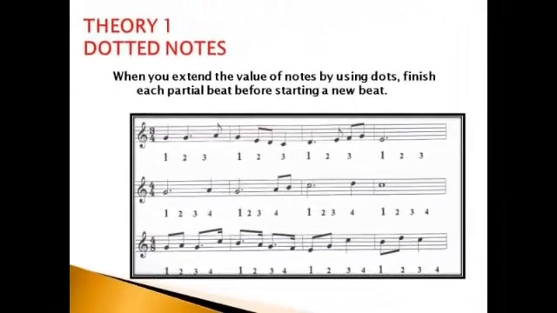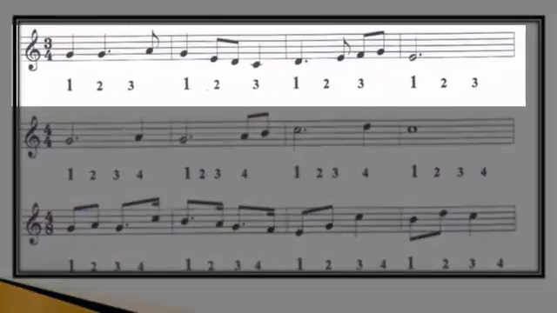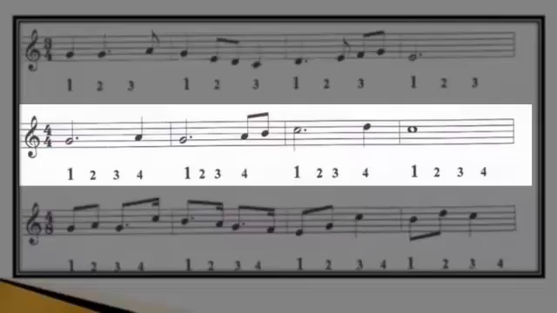Here's some examples of music that has dots in it. I'm going to play the first line and I'm going to count it. In the first line, you'll see that you have quarter notes with dots, dotted quarter notes. So they're equal to 1.5 beats. Sounds like this. 1, 2, 3. 1, 2, 3.